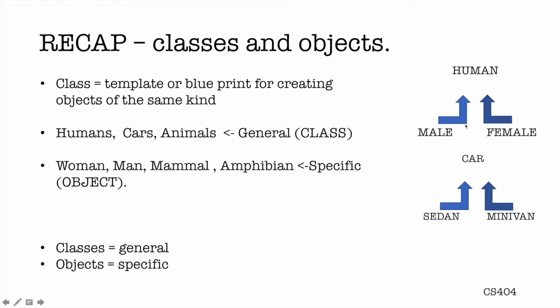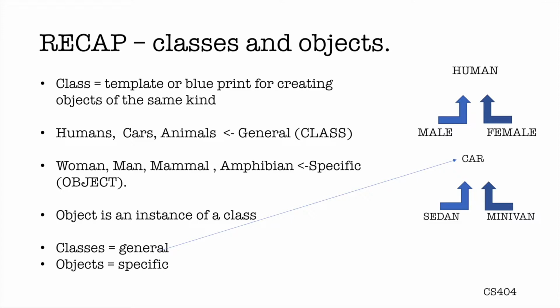For example, male and female are different, but are actually just two variations of a human, or a sedan and a minivan, which are just variations of cars. These general categories are what we call classes, and the more specific versions of these categories are what we call objects.